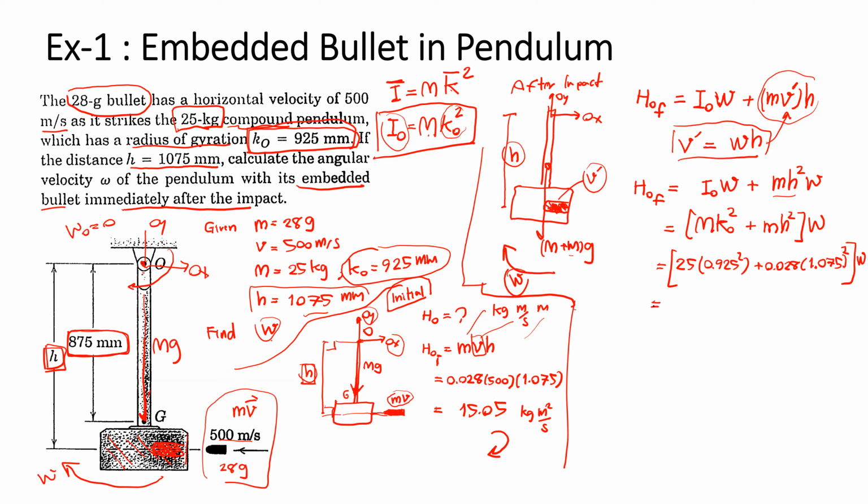And the numerical value in the parentheses is 21.423 omega. So this is the angular momentum about point O at final condition and at initial condition. Why do I need to draw the free body diagram? I want you to check the impulse momentum equation.